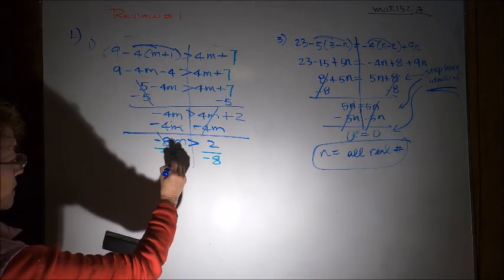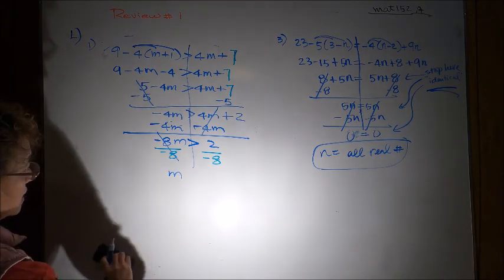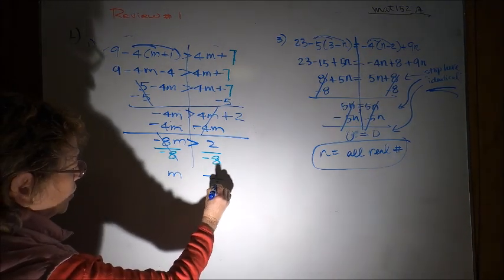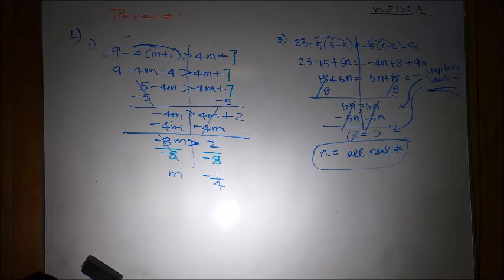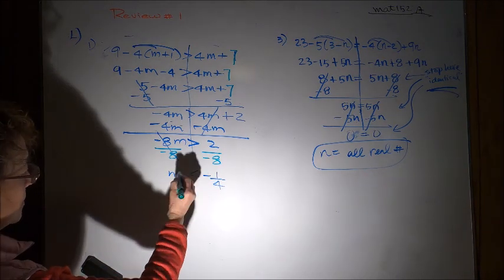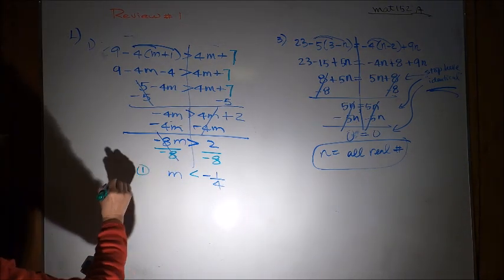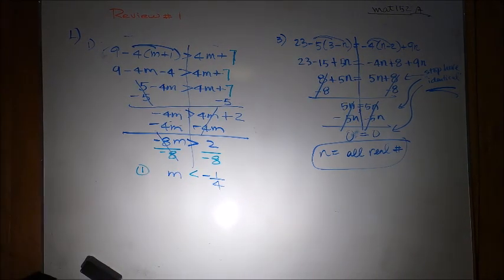And what do we have here? And what do we have here? Negative 1/4. Should we change the direction of the inequality? Yes, because we divided by a negative number. So that's the first answer in general.